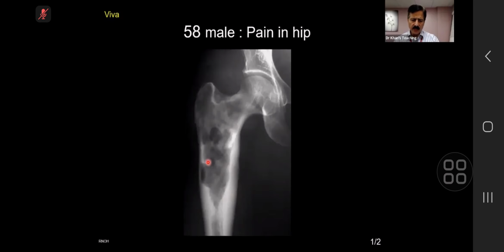This is a lytic lesion, and what it is doing is causing scalloping of the cortex. Our criteria is if the endosteal scalloping is more than 2/3 of the thickness of the cortex, then it is taken as a sign of malignancy.